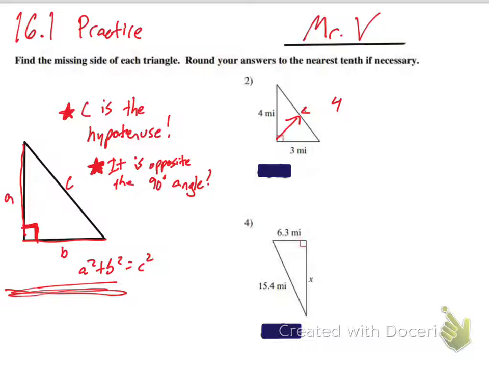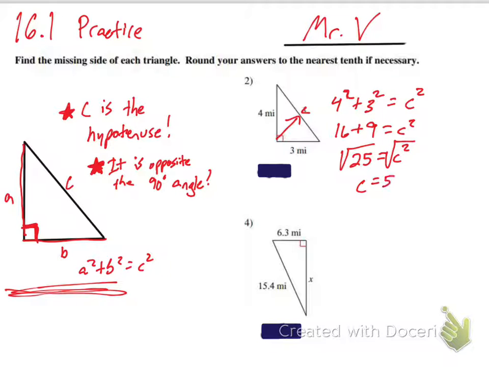So I'll do 4 squared plus 3 squared is equal to C squared or X squared, depending on how you wrote it. So I know that's 16 plus 9 is equal to C squared. So then 25 is equal to C squared. How do I get C by itself? I take the square root of both sides. So then C is going to equal 5.